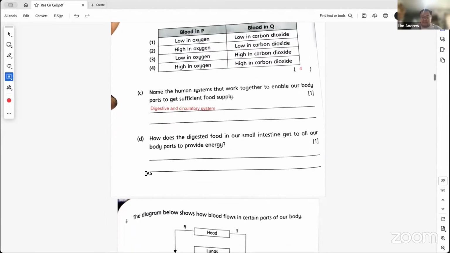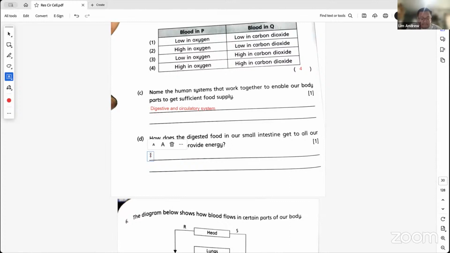Next question. How does the food in our small intestine get to our blood to go to all other body parts to provide energy? So how does it move? In fact, this food will move through the walls of the small intestine into the bloodstream, whereby it will be carried to all the body parts. So to answer this question, let me just type out for you first how you should write it to get a full 1 mark.